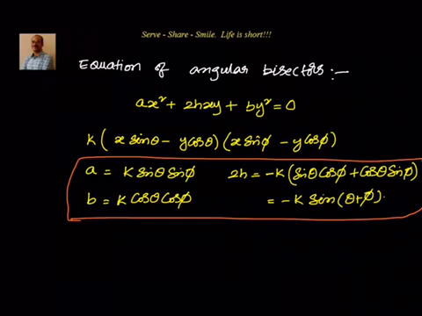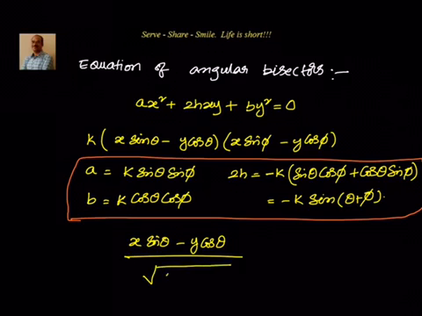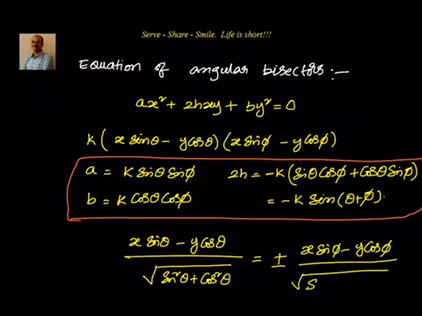So can I write x sin θ? This is the equation of the angular bisector we know from the definition. (x sin θ − y cos θ)/√(sin²θ + cos²θ) = ±(x sin φ − y cos φ)/√(sin²φ + cos²φ). Now we know that sin²θ + cos²θ is 1, so this becomes 1. This also becomes 1.